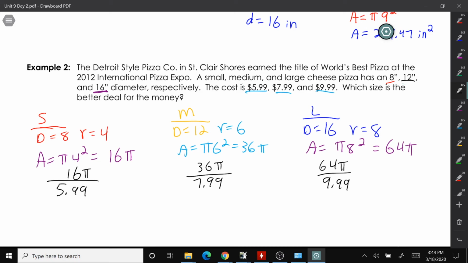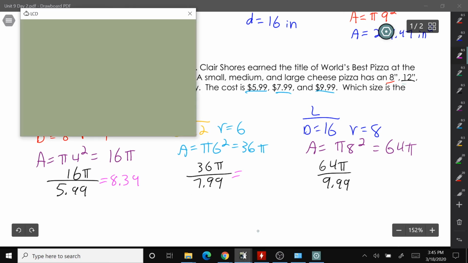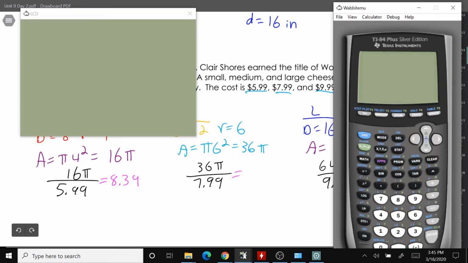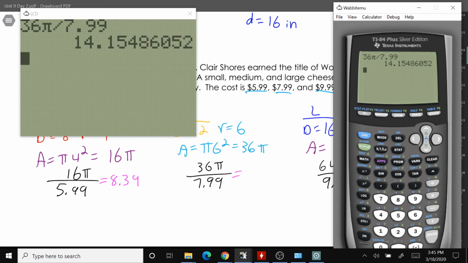And when I do the small one, I get 8.39. When I do the medium one, and I probably should show this in case you're having trouble with your calculator, but mine doesn't want to turn on. Okay, so 36 pi divided by 7. Oops, the divide button didn't get hit.